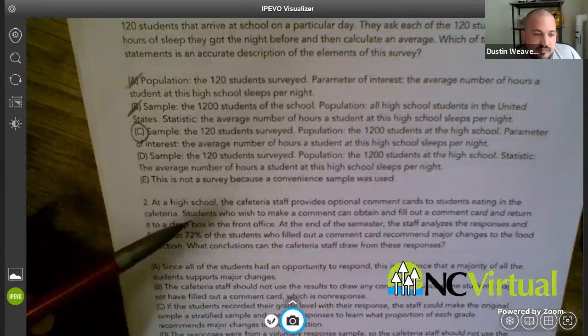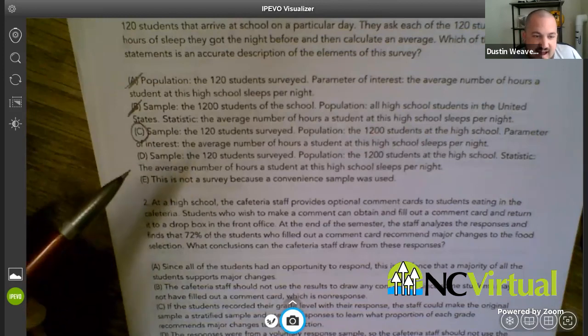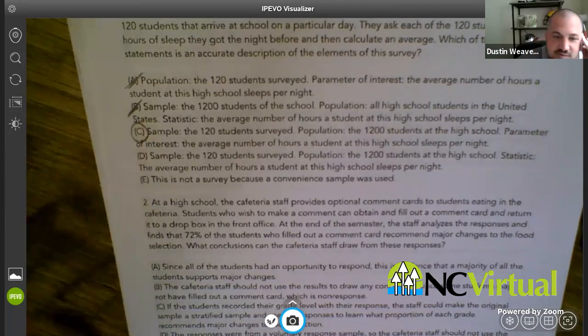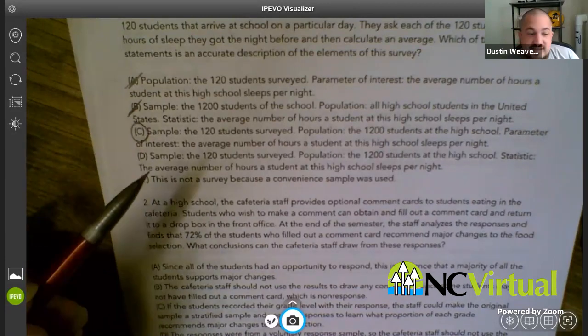Okay. So D, the problem with D is that it's saying the average number of hours a student at this high school sleeps per night is the statistic. That's just the parameter of interest. The number, what that number would be, is our statistic.